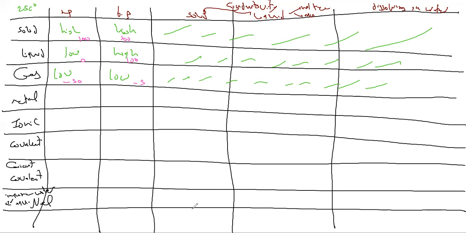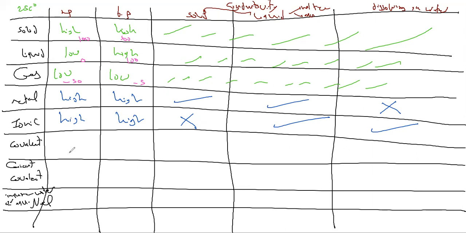For the metal, high melting, high boiling, these are properties for each one. Can conduct through solid and liquid, but doesn't dissolve in water. While in case of ionic, high melting, high boiling, doesn't conduct through solid, conducts through liquid, and dissolves in water. For covalent, low melting, low boiling, doesn't conduct and doesn't dissolve. For the giant covalent like diamond, graphite, and silicon, you'll find that they have high melting and boiling, but don't conduct and don't dissolve, except graphite.